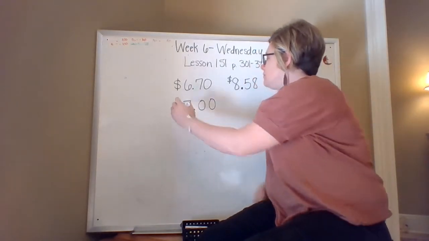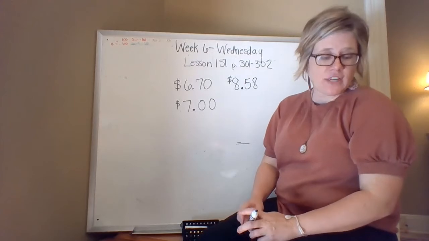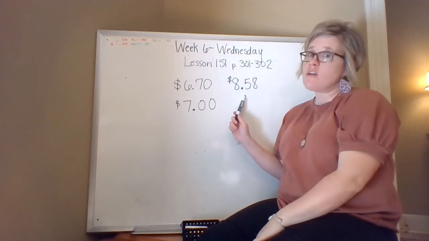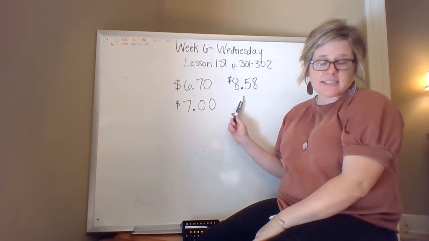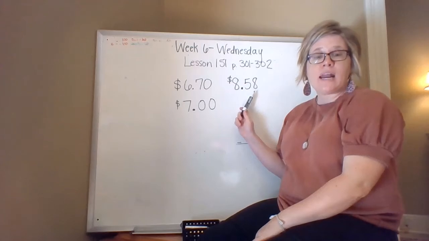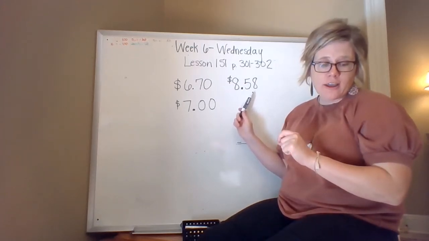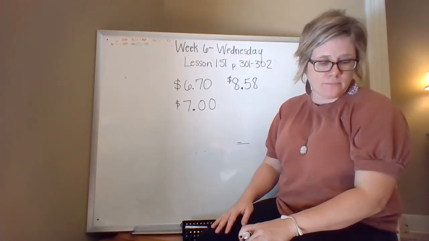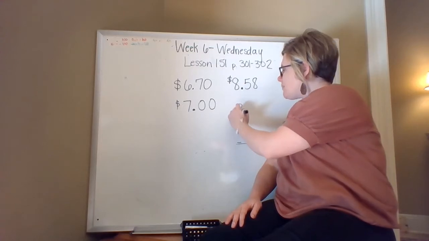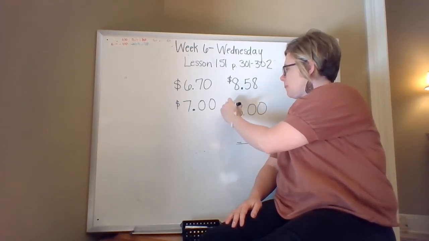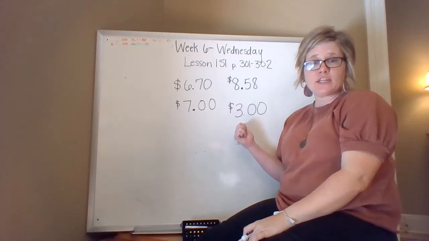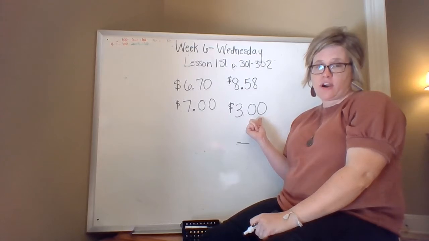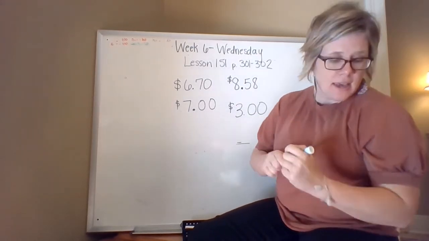Now, look right here. $8.58. This amount is not rounded to the nearest dollar because it has cents. All right. When an amount is rounded to the nearest dollar, it has no cents. There's no change. All right. Now, what if I have this amount right here? Is this amount rounded to the nearest dollar? Yes, because there's zeros at the end, all right?